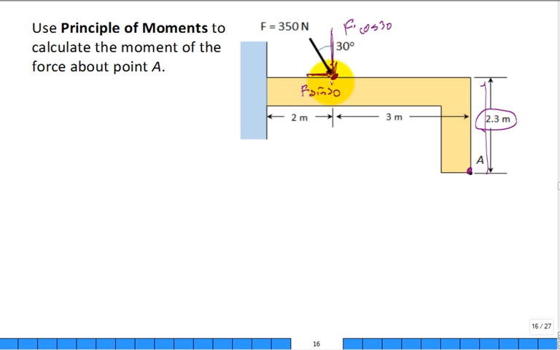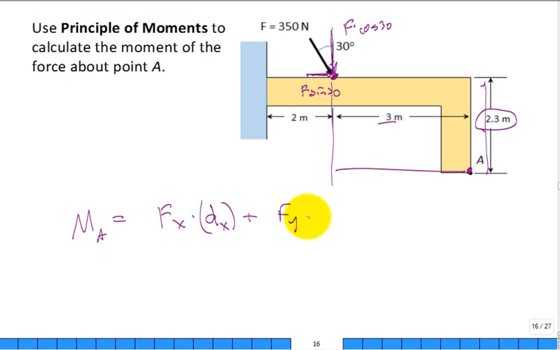And what is the moment arm distance for this one coming down? 3.0. And so the moment about point A would be my F of x times the moment arm distance, I'm just going to say dx, and then I'm going to have F of y dy. And I have to worry about those signs.